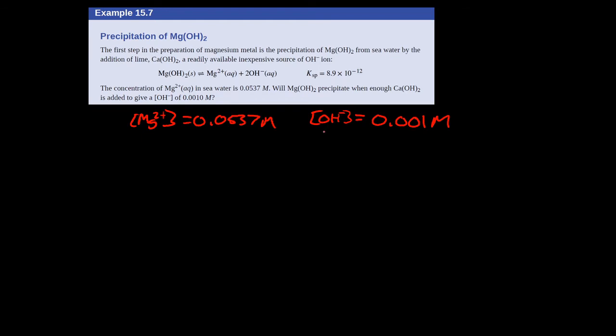Okay, so the hardest part of this question is working out how do I get from where I am to what I'm trying to find. So go ahead and pause the video here in just a second and try to figure out, given what I know here, I'm given the equation, I'm given the KSP value, and I'm given the concentration of both of these things, how can I work out if this solution is going to precipitate magnesium hydroxide? So go ahead and pause the video and think about that for a minute.